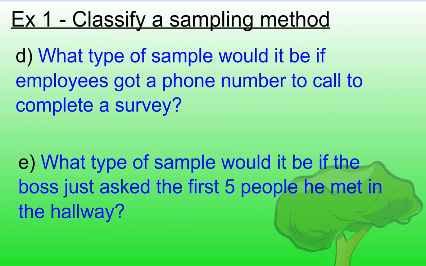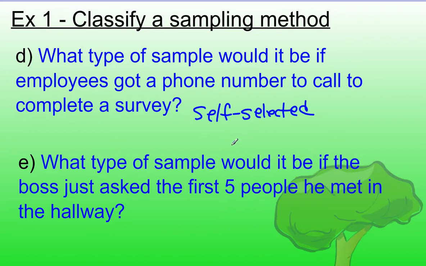Okay, hopefully you're done. If you're not done, pause the video and do it now. So let's see. The first one would be, well, the people are getting a phone number to call. So they don't have to complete this survey. So I'm going to call this one self-selected, because they could call a phone number or they don't have to.